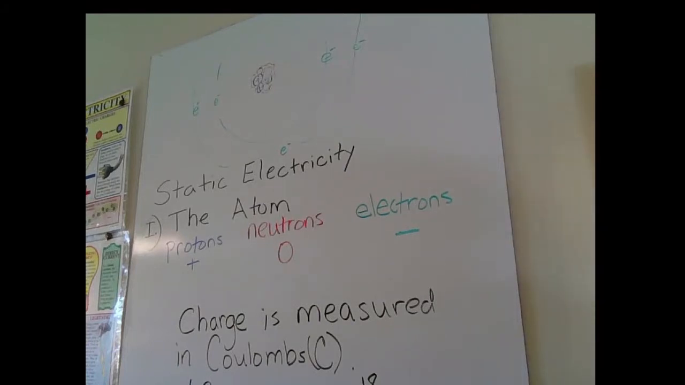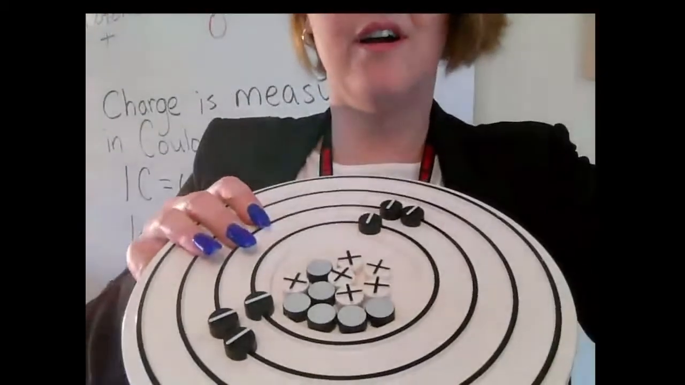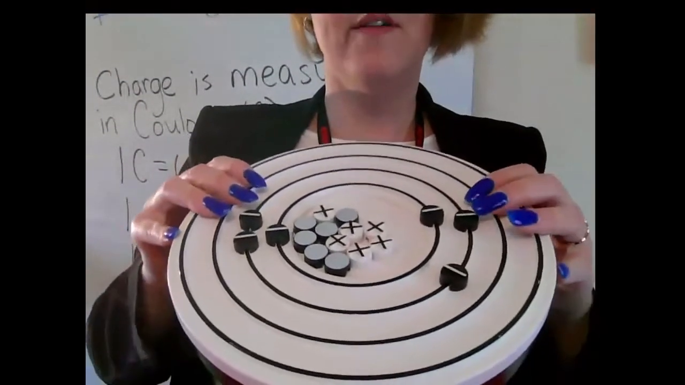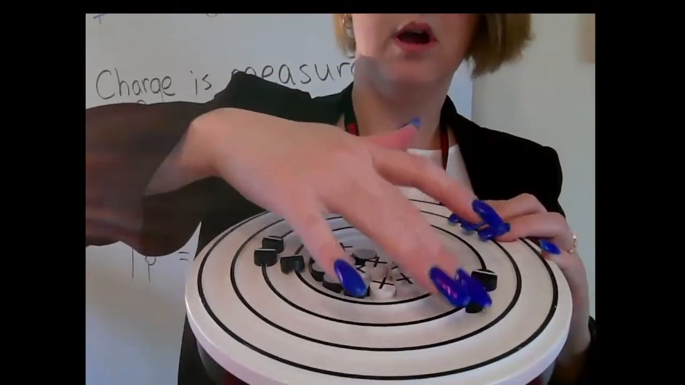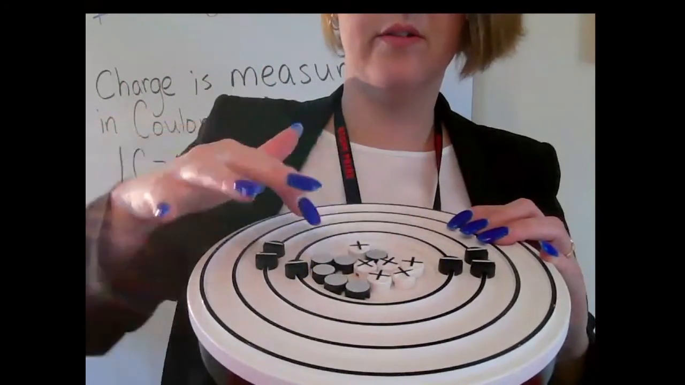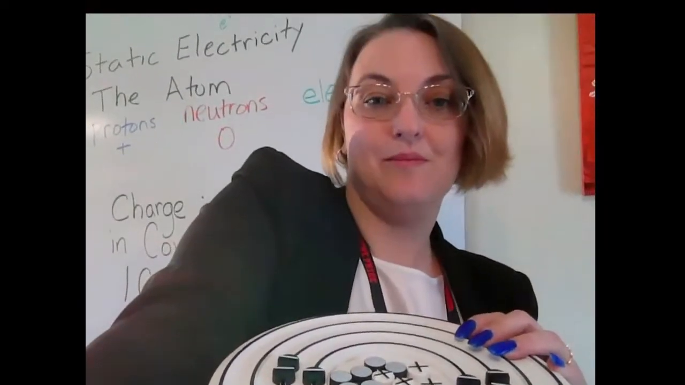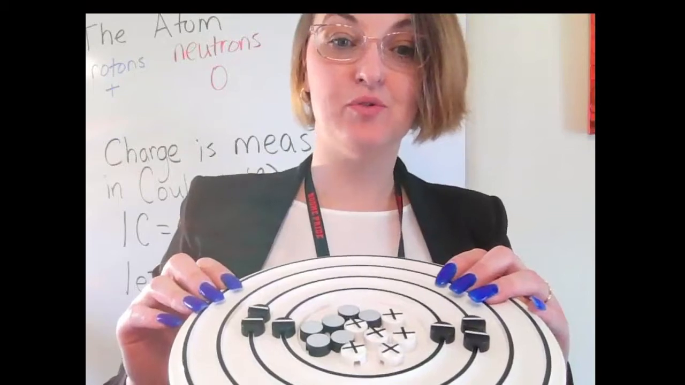Atoms which have no excess of positive or negative charge are said to be neutral. A neutral atom is one in which the atom contains the same number of protons as electrons. So what I have here is a model of a neutral carbon atom. I know it's carbon because it has 6 protons, and 6 electrons and 6 protons will make it a neutral atom.